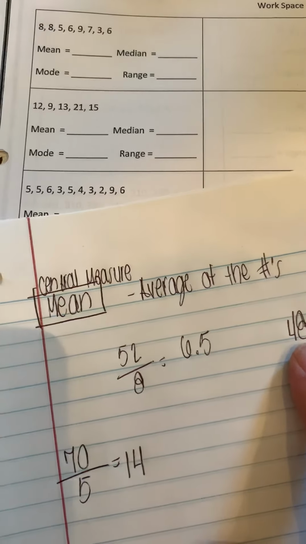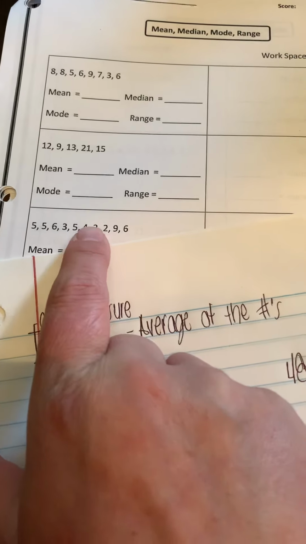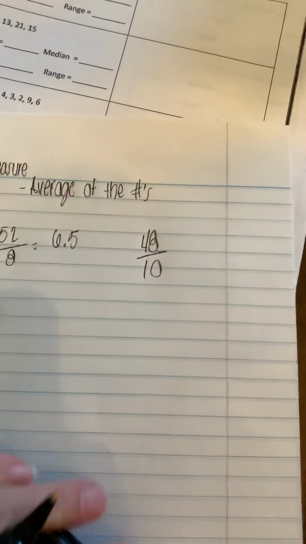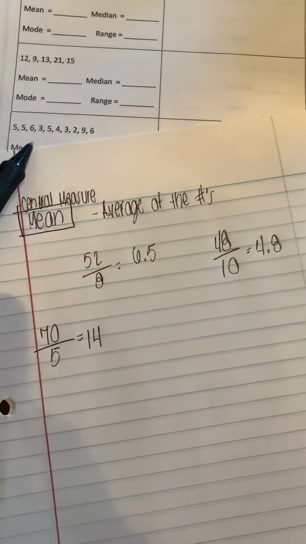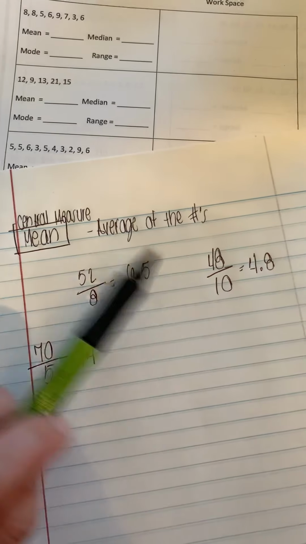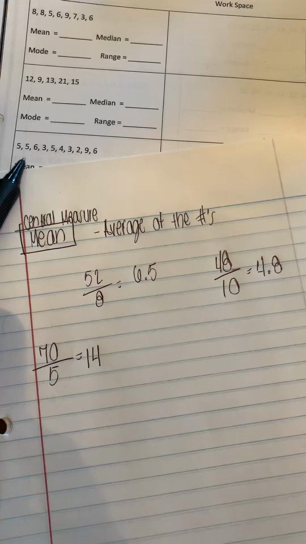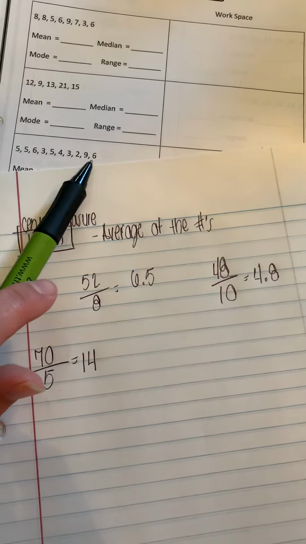And then I'm going to divide by how many numbers there are. So I'm going to count: 1, 2, 3, 4, 5, 6, 7, 8, 9, 10. So I'm going to divide this by 10. You can use a calculator. 48 divided by 10 should give you 4 and 8/10. So the mean or the average of this set of numbers right here is 4 and 8/10. I divided by 10. Again, just because there are duplicate numbers, you still need to include those when you count how many numbers there are. It's the total amount of numbers.